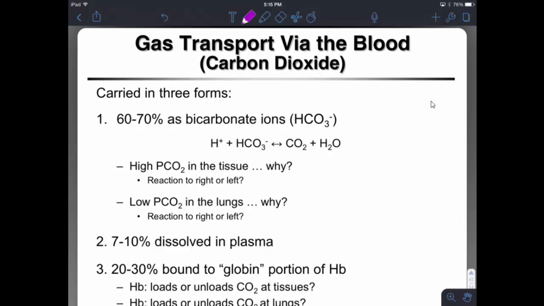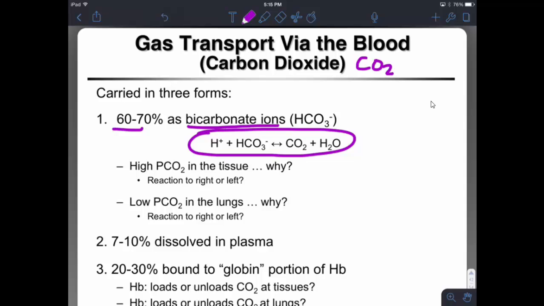Remember that oxygen is carried primarily with hemoglobin and then about 2% dissolved in plasma. CO2 is a little bit different. CO2 is carried in three forms. Most of it is carried within bicarbonate ions. So remember this formula that I've been showing you. If CO2 binds with water, it forms bicarbonate ion. So that's how most of our CO2 is carried in our blood.